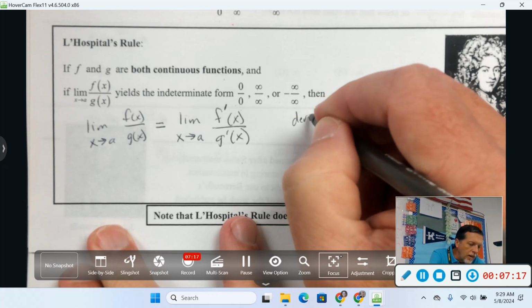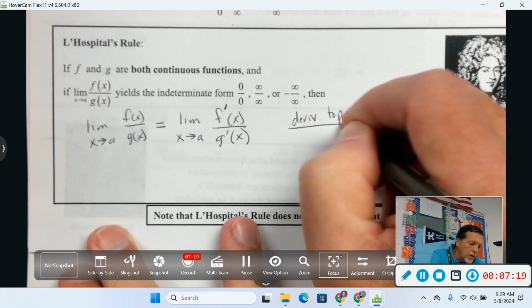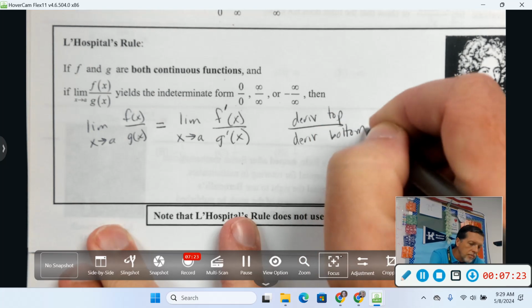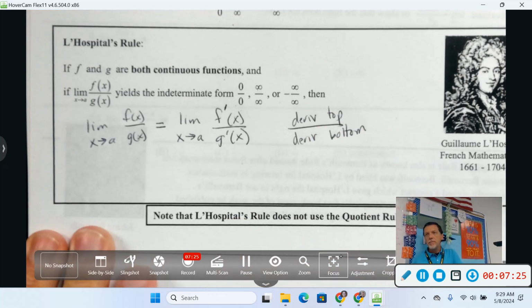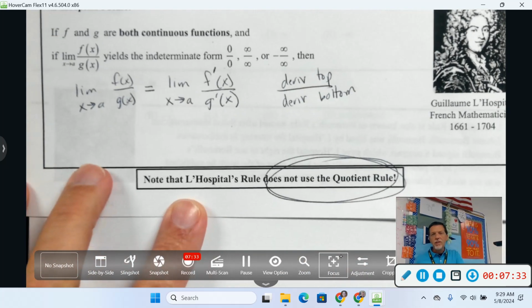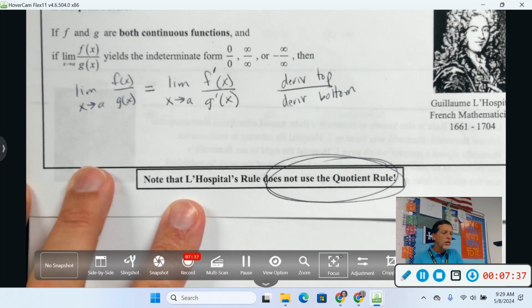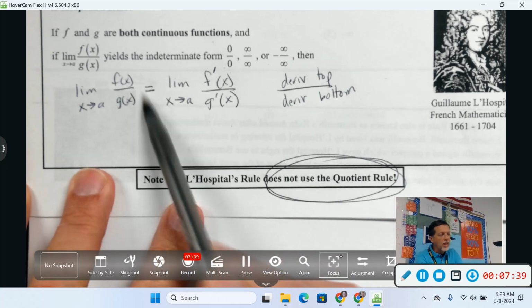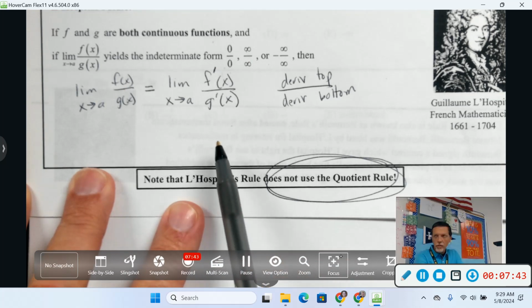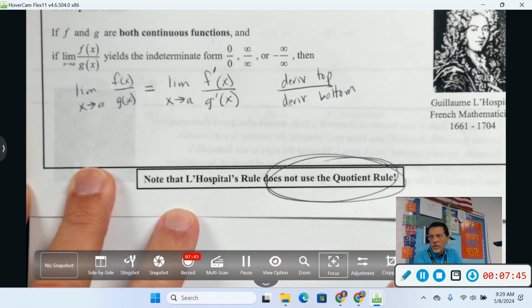So all you have to do is take the derivative of the top and the derivative of the bottom and try again. And usually it's a pretty simple derivative, because this is not the quotient rule, right? This is not gf prime minus fg prime over g squared. You're not taking the derivative of the whole thing. You're taking the derivative of the top and the derivative of the bottom separately.